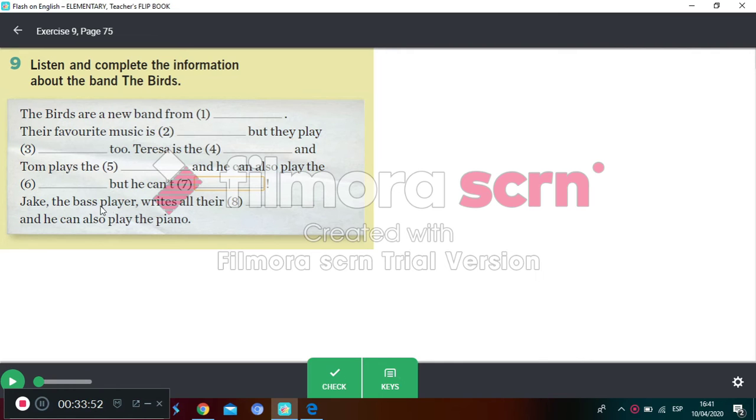Jake, the bass player, writes all their... Jake, what does Jake do? Tell me. What is the action, the role of Jake in the band? You need to concentrate, okay? Jake, the bass player, writes all their what? What is the action? What does Jake do in the band? Okay? So, let's listen to the audio and concentrate.